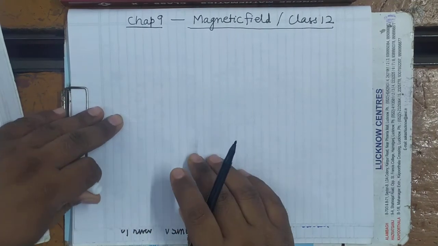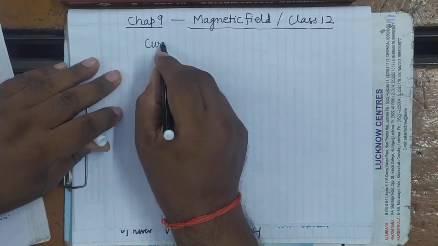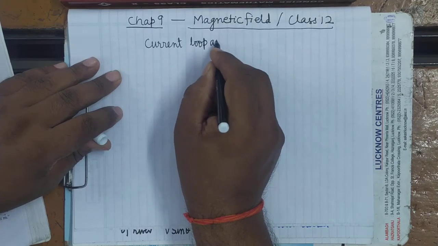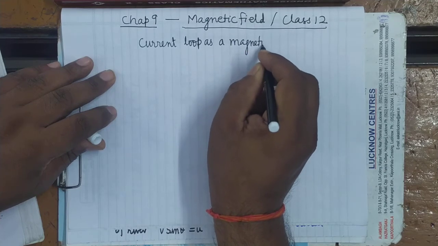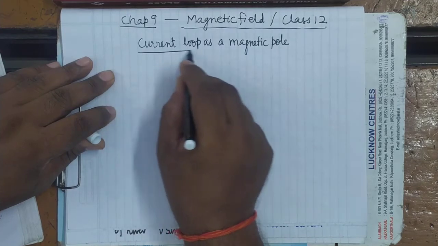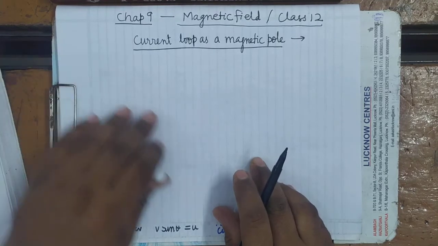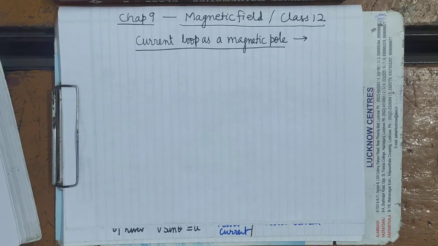So here the first point is current loop as a magnetic dipole. A current carrying loop behaves like a magnetic dipole. Its one face acts as north pole and the other face acts as south pole. When there is any current carrying loop, then that loop will act as the magnetic dipole.